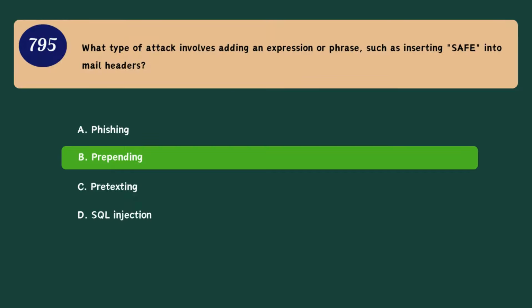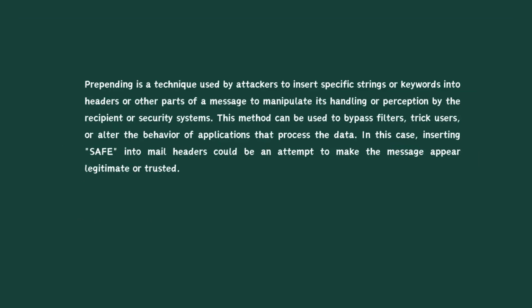Correct answer, B. Prepending. Prepending is a technique used by attackers to insert specific strings or keywords into headers or other parts of a message to manipulate its handling or perception by the recipient or security systems. This method can be used to bypass filters, trick users, or alter the behavior of applications that process the data. In this case, inserting SAFE into mail headers could be an attempt to make the message appear legitimate or trusted.